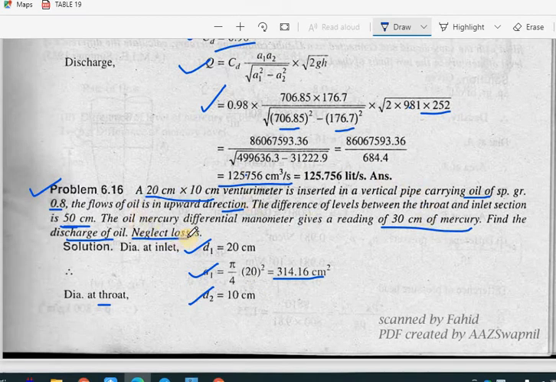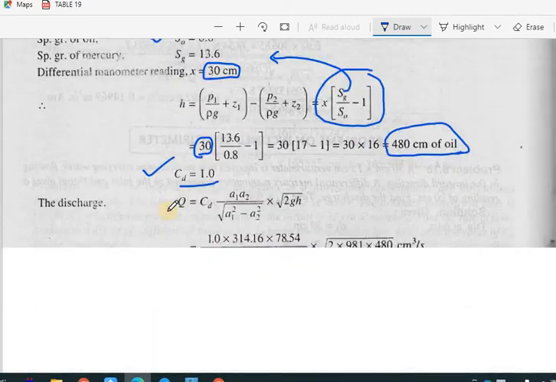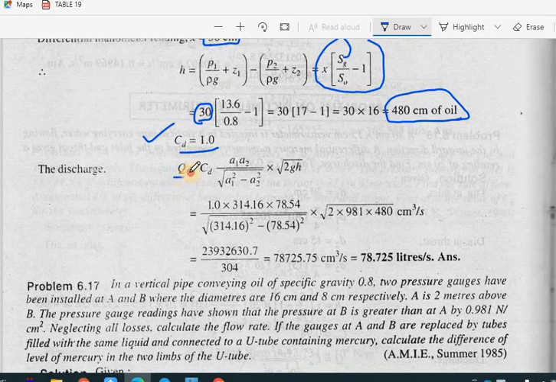The CD value has been given, I think. Okay, the CD value is not given, so as it is written over here, we need to neglect losses, so we are considering the CD value as 1. The discharge formula is CD into A1 into A2 divided by under root of A1 square minus A2 square, into under root of 2gh. Now we'll put all the values. So CD value is 1, A1 is 314.16, A2 value is 78.54, the g value is 981.